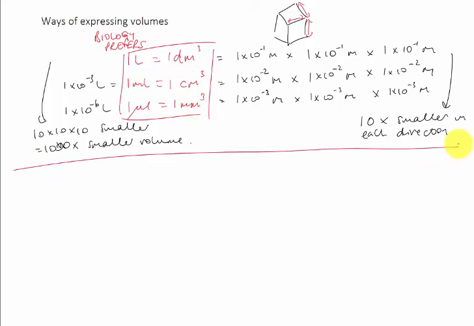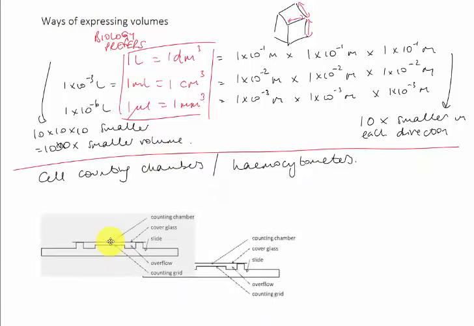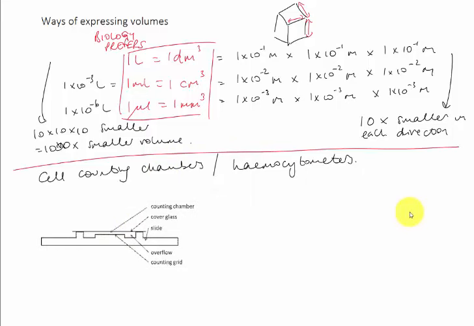Alright, so somewhere where you're going to have to think about volumes and the relationship between litres and meters is when we're dealing with cell counting chambers. They're also called hemocytometers. So they were invented to count blood cells. That's why they've got that name, but we can use them to measure bacteria or algae or all sorts. And this is what they look like. And you've seen one in the lab by now.